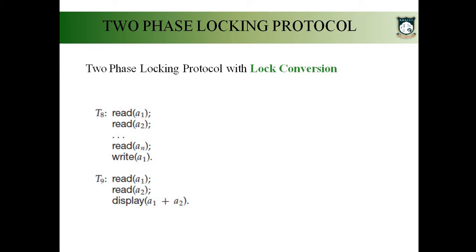Now there are a few enhancements to the two-phase locking protocol. The first enhancement is the two-phase locking protocol with lock conversion. I will explain this enhancement with an example. Assume that you have a transaction with 100 instructions, and in the transaction there is a need for the data item A.